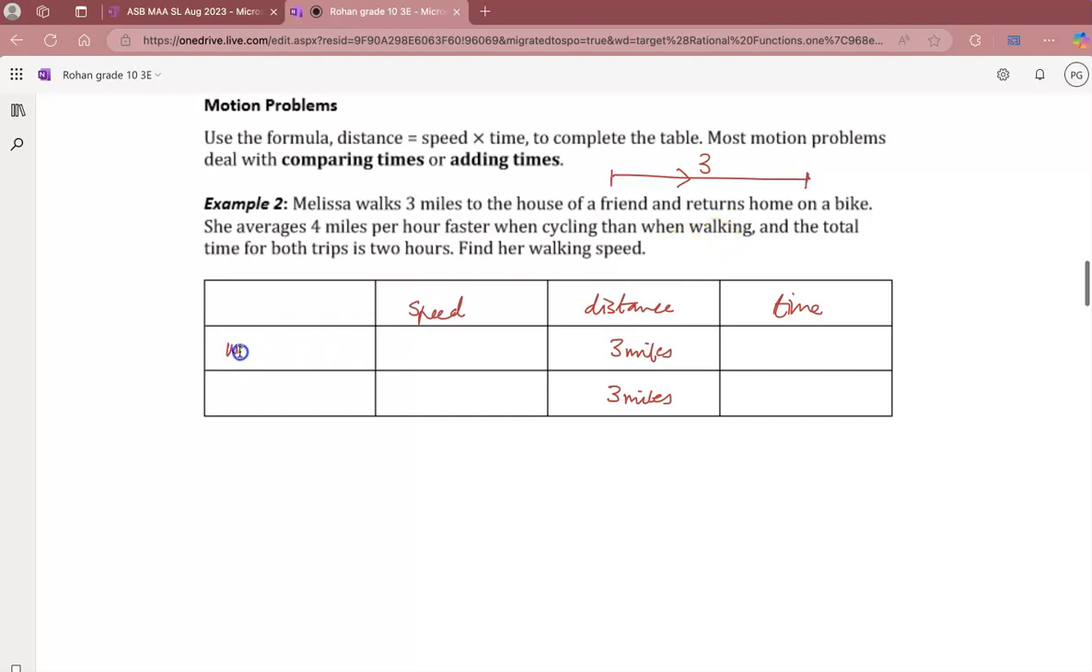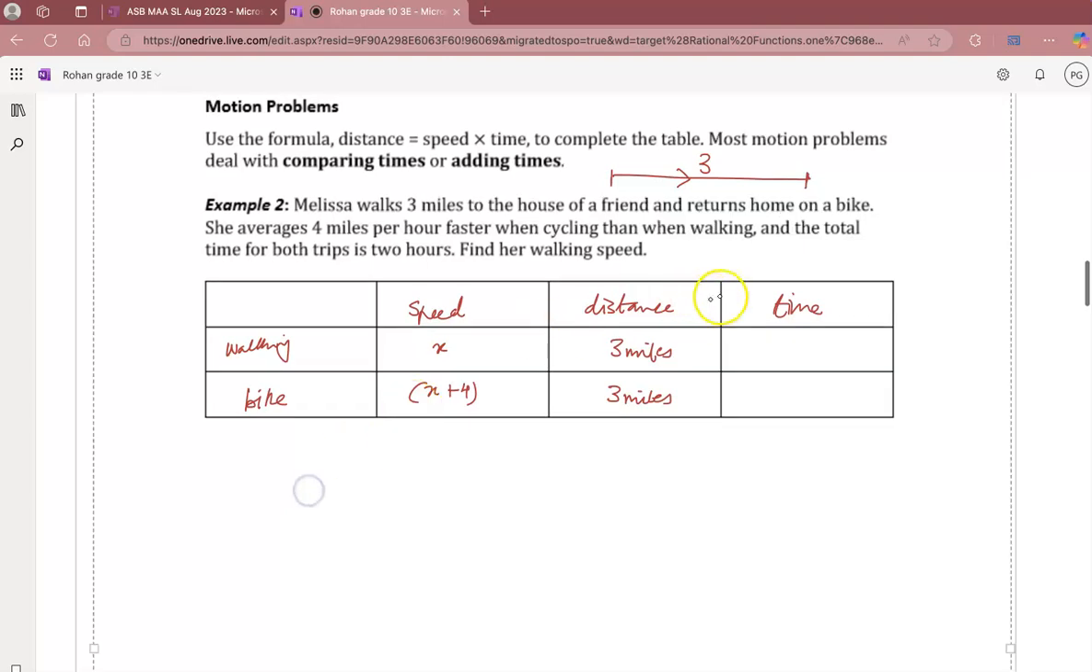So walking speed is x. Bike would be x plus 4. Yeah, x plus 4. So time.